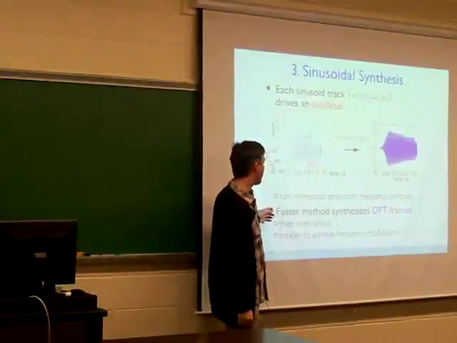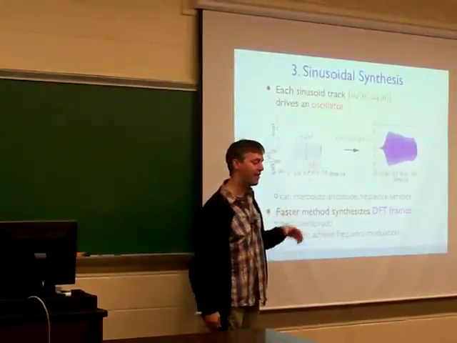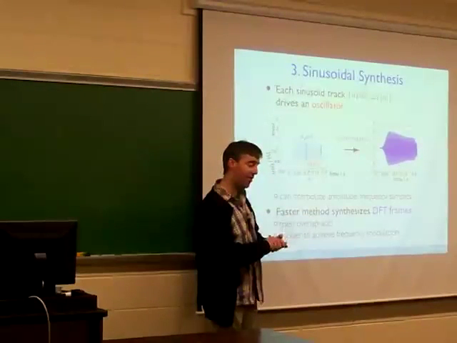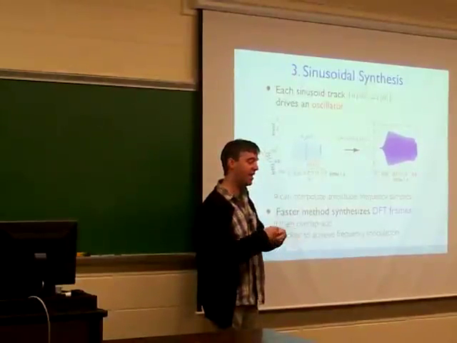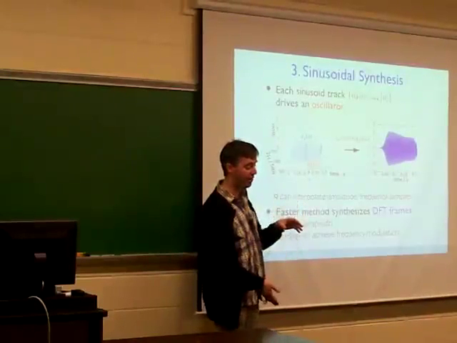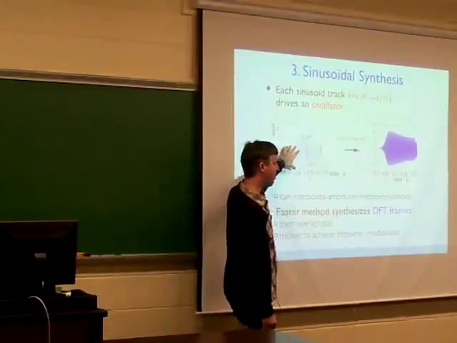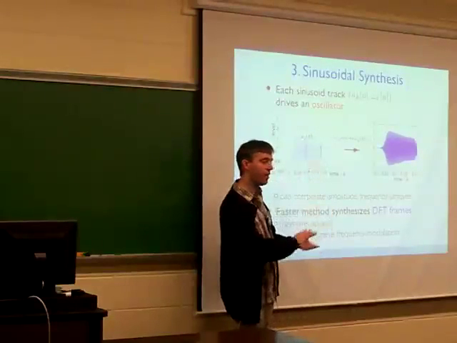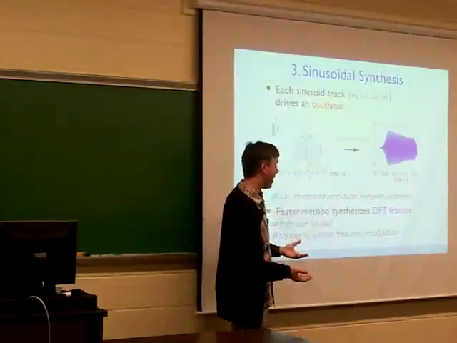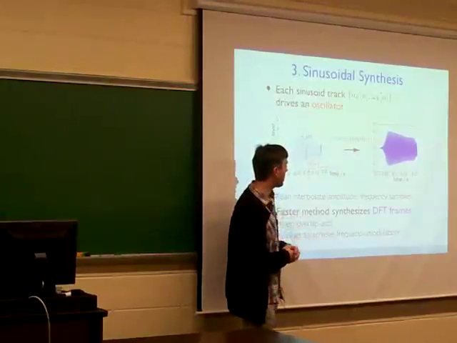Of course, we do know a quicker way to sum up a lot of sinusoids, which is to take an inverse DFT. The inverse DFT is essentially calculating the sum of all those sinusoids with particular amplitudes. And so if you can take your set of sinusoidal parameters and convert them into a set of DFT coefficients, you can use the inverse DFT, the fast Fourier transform algorithm, to resynthesize quickly.